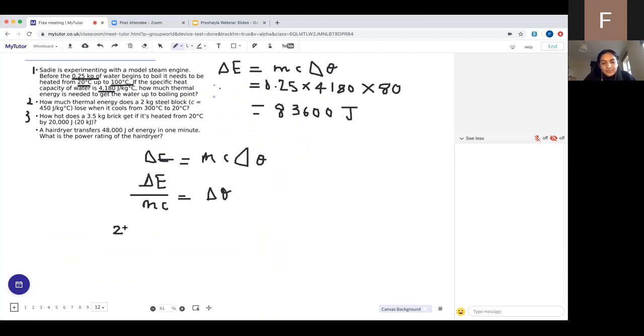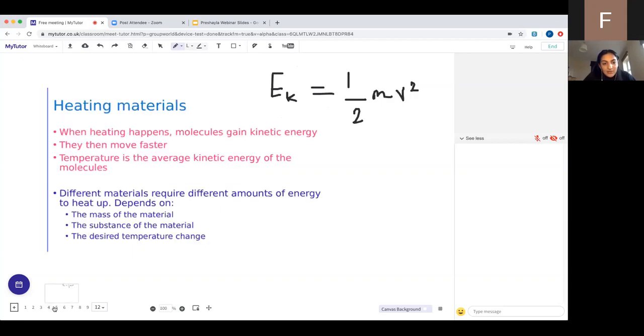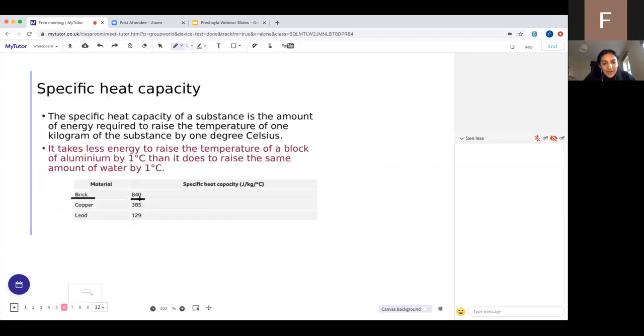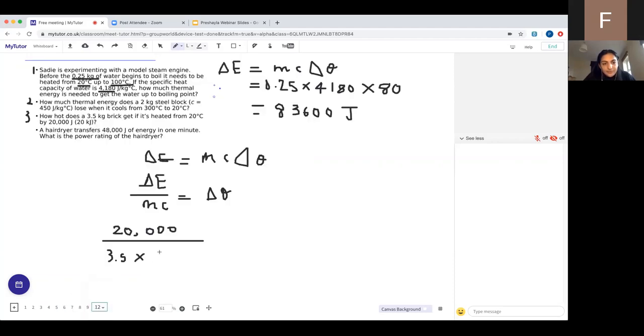20,000, which is given in the question. The mass, 3.5, is also given in the question. And the specific heat capacity of brick is 840, I believe. Yeah, 840. Which gives us our change in temperature. So could you please plug that into your calculators and come up with a value for the change in temperature?